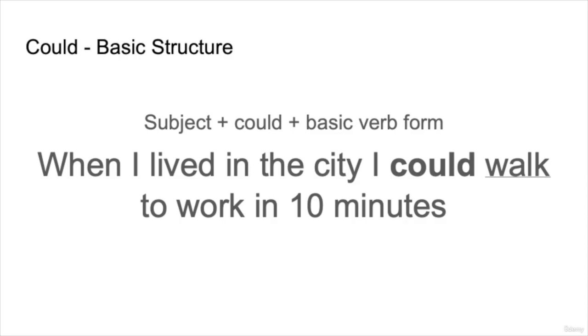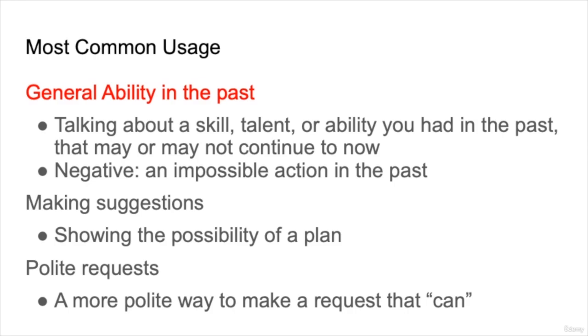Next up, we have could, and our basic structure here is our subject, could, and again, a basic verb form. So in this case, our basic verb form is walk. When I lived in the city, I could walk to work in 10 minutes. Now we have 3 main uses for could as well. This lesson will focus on general ability in the past.